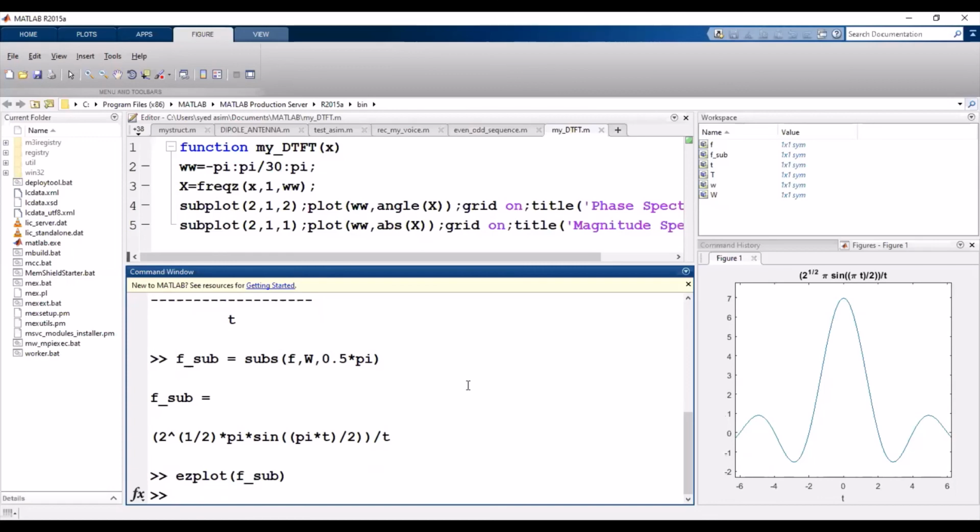The procedure is very simple. You just need to write the equation. If you know the trick to write the equation in MATLAB, it is very easy and useful for you.